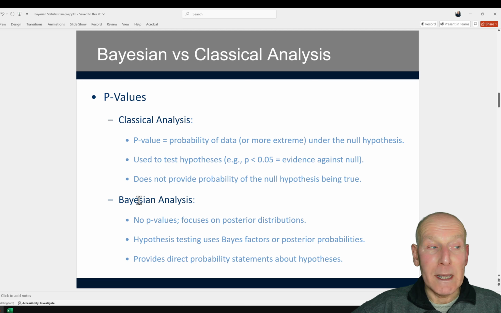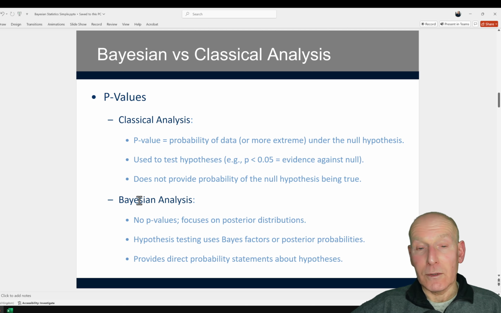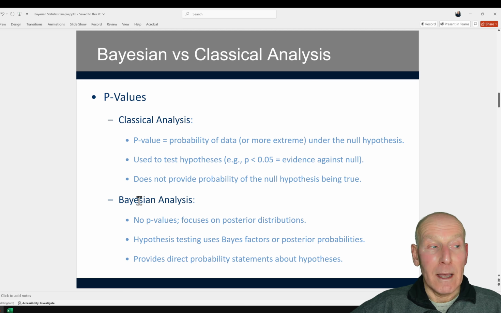Now, in terms of Bayesian analysis, there are no p-values. In other words, you're essentially focusing on the effect and the probability of this particular effect that you're measuring given the amount of data that you have.